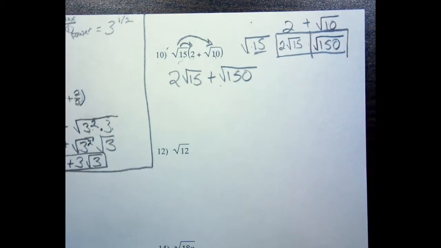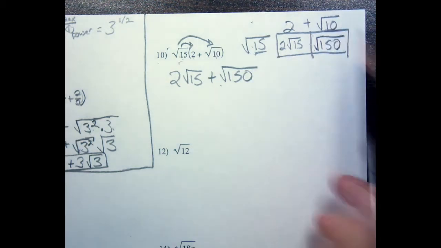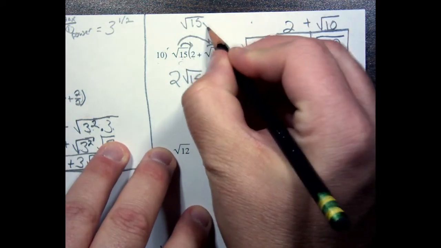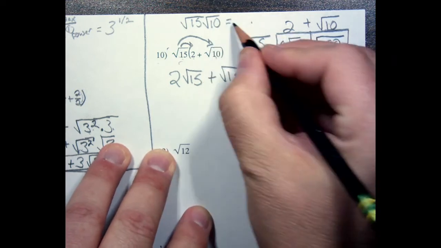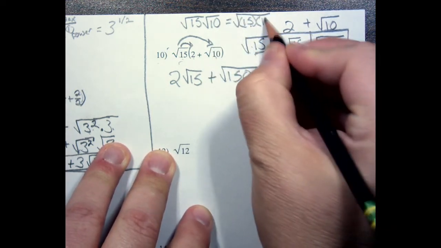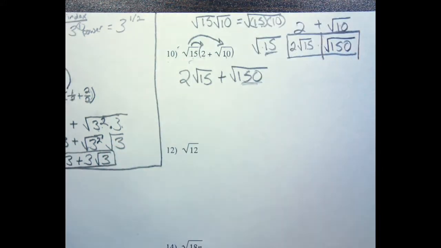I'll give you a second to write that down and let it soak in. While you're writing it down, I just want to point out that when you multiply a square root by a square root, in other words, the square root of 15 times the square root of 10 is equal to the square root of 15 times 10, which is where I get this 150 from. Now, whenever we deal with square roots, we always have to think, can we simplify the square root?